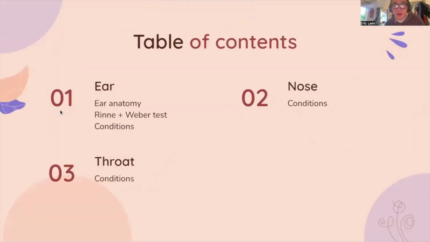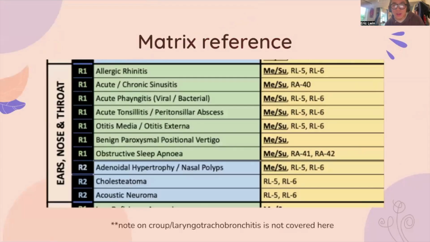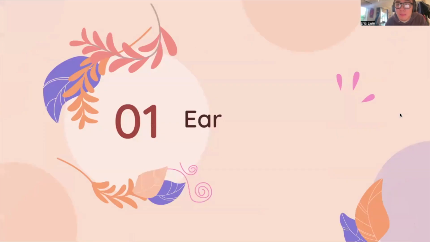So I'll be talking about your ear, nose, and throat conditions in this lecture. I've separated them in this way, as a reference for the conditions that are actually included under ENT in the 4C matrix. I won't be covering croup, or laryngotracheal bronchitis, as I think that will be covered in PEDS. That is technically an ENT condition and certainly one that you should know about because it is covered on the exam.